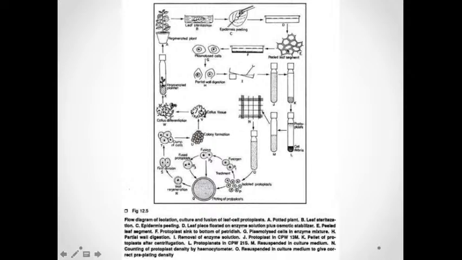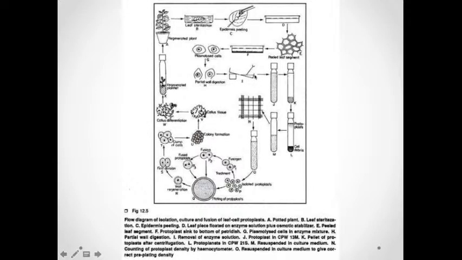Then we peel the leaf segments further. Then the protoplast sinks to the bottom of the petri dish. After the enzyme and osmotic treatment and peeling of the leaf segments, the protoplasts come down to the petri dish. Then plasmolyzed cells in enzyme mixture. When you have plasmolyzed cells, you put them in the enzyme mixture. Then partial wall digestion, the cell wall is being digested. Then removal of the enzyme solution, so from the medium you remove the enzyme.